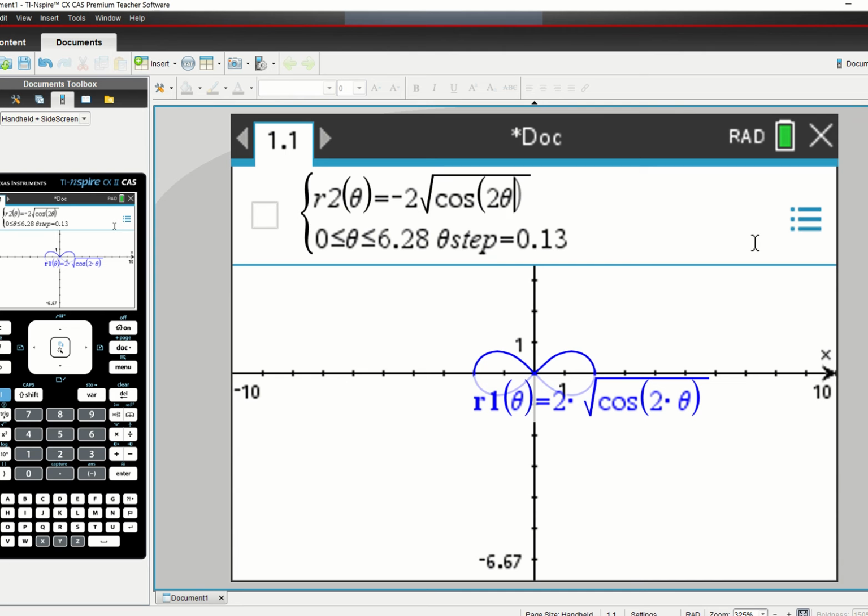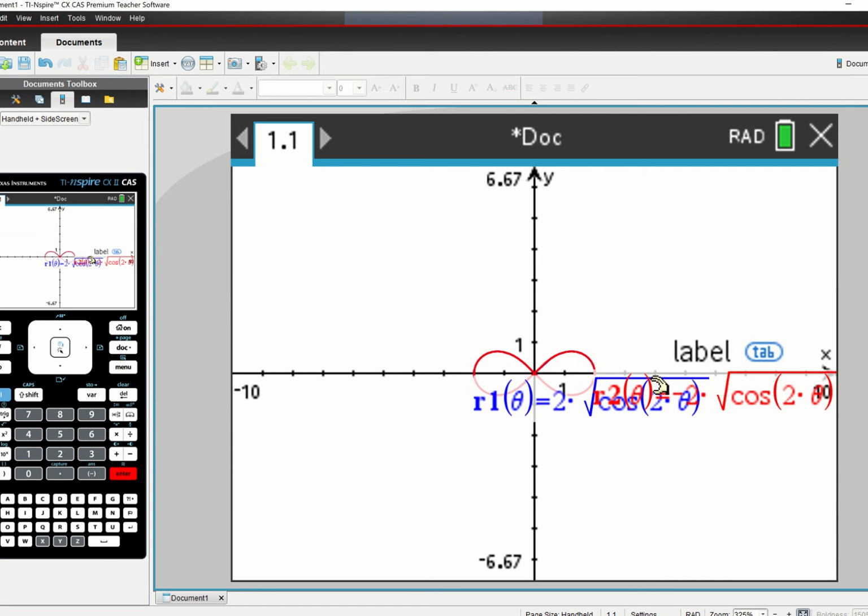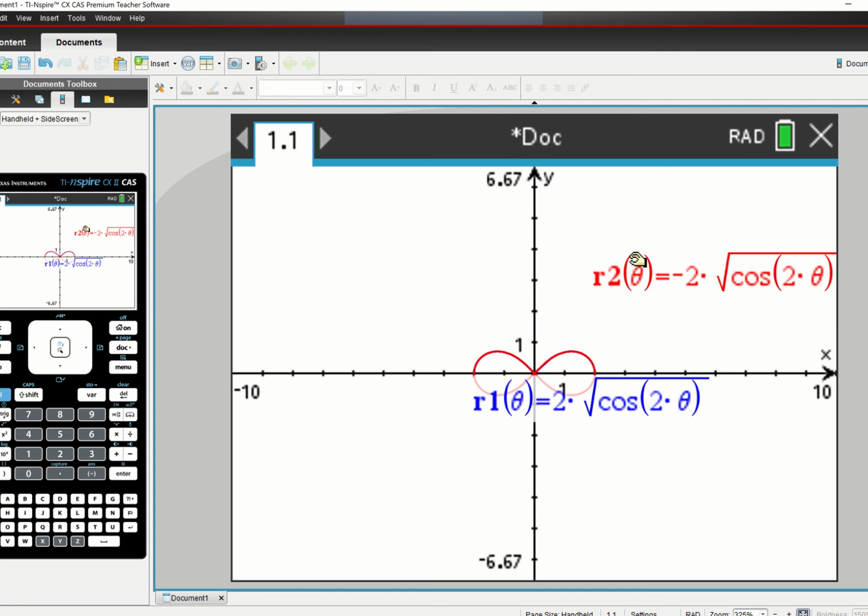Now, I already entered in the first one. You can see it's like that infinity symbol. Watch what happens with the next one. It just traces over it. These are actually the same graph. Both the principal square root and the negative square root just trace right on top of each other.